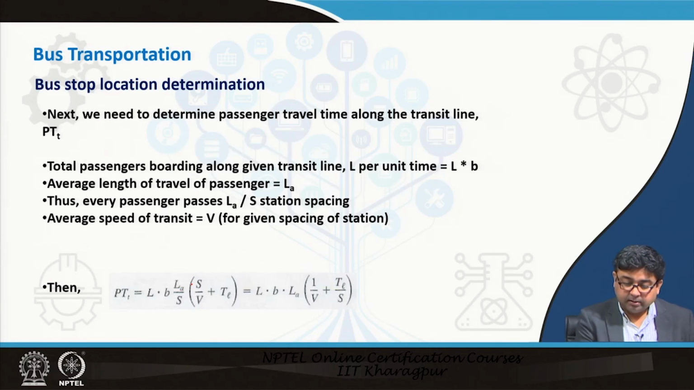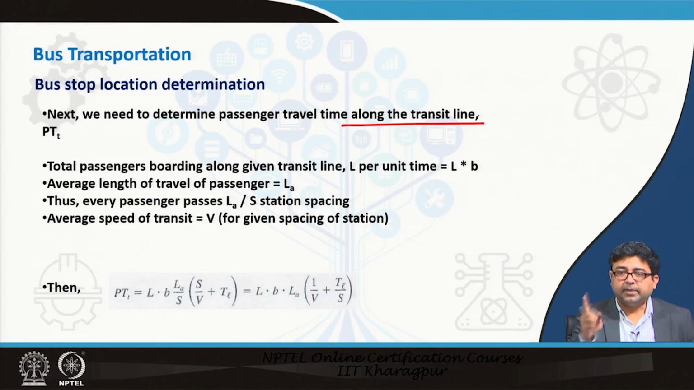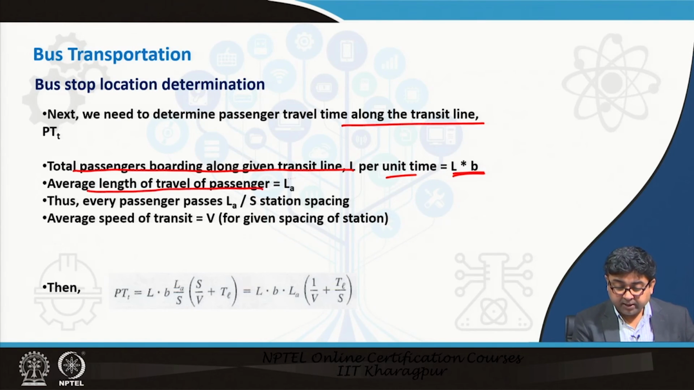And the other travel time that we now have to calculate is the travel time along the transit line. Access time plus travel time along the transit line. Now, travel time along the transit line will be, if the total passengers boarding along a transit line per unit time is L times B, the average length of travel for each passenger. So, each passenger will not travel the entire section of the transit line. They may be only traveling a part of that length of the transit line.